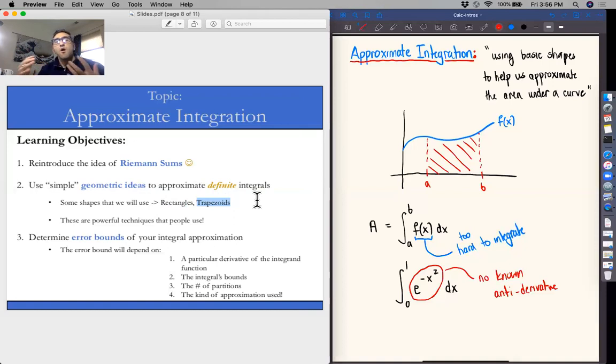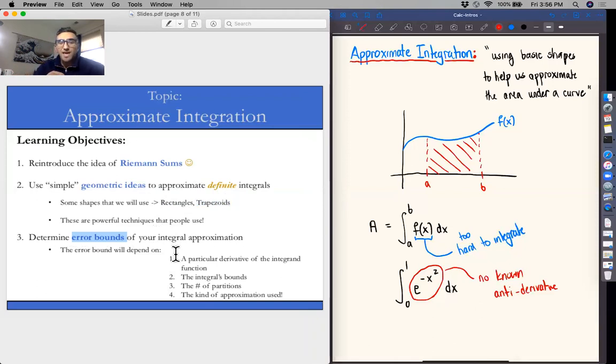And now, since these are all going to be approximations for us, all these approximations inherently come with what we call error bounds, because we're not exactly finding the area under a curve in general. We're just approximating its value. So the last thing we'll try to determine is the error bounds associated with a particular kind of integral approximation.